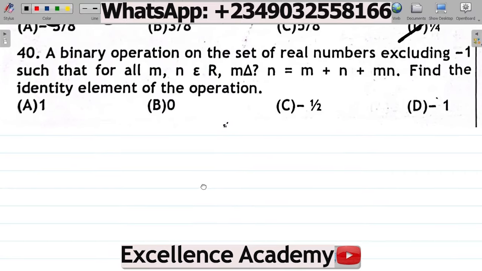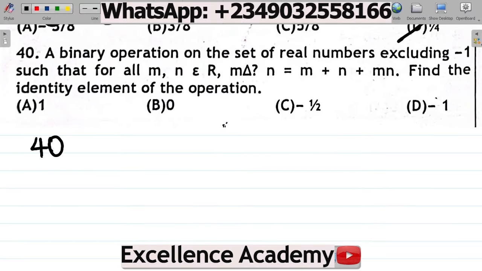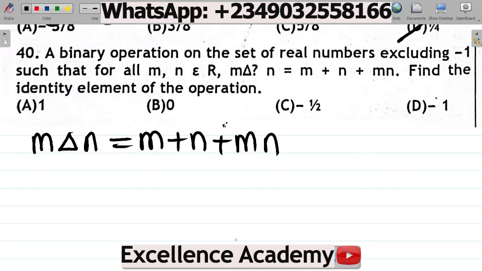Question number 40. So question 40, how do we solve this? Question 40 says, a binary operation on a set of real numbers excluding minus 1, such that for all m, n is an element of the real numbers, is given by m triangle n is equal to m plus n plus mn, as seen here. Find the identity element of the operation. A, 1, B, 0, C, minus 1 over 2, D, minus 1.